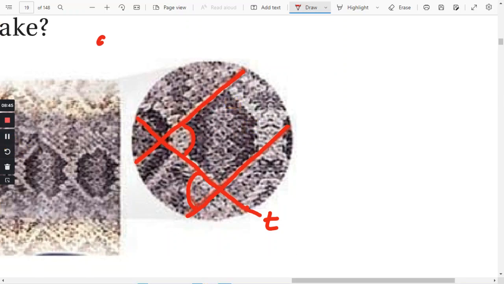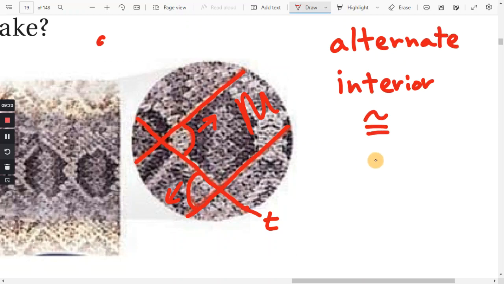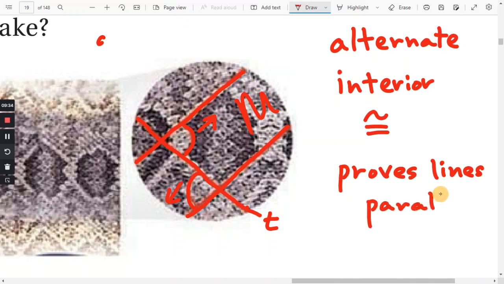In between the 2 parallel lines is considered the interior. Both of these angles are in between, so they're definitely on the interior. I see one angle is on the right-hand side, and the other angle is on the left-hand side. So those are alternate interior. They're both marked the same, so they are congruent. So alternate interior angles being congruent proves that the lines are parallel.